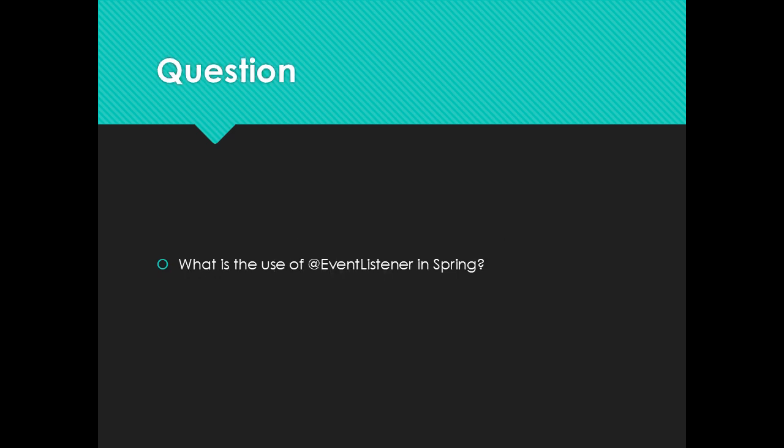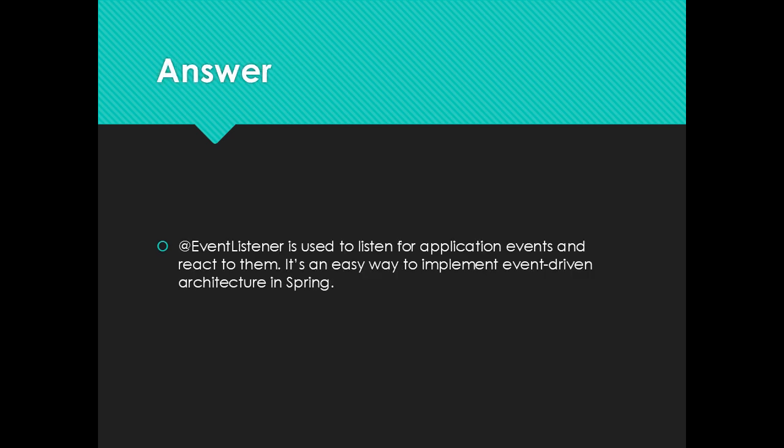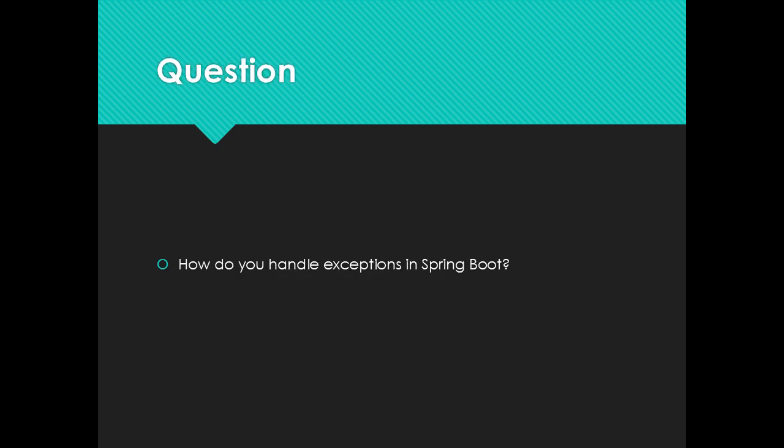Question 11. What is the use of @EventListener in Spring? Answer: The @EventListener annotation is used to listen for specific application events and react to them. It's commonly used in event-driven architecture, allowing different parts of the application to communicate indirectly through event handling.